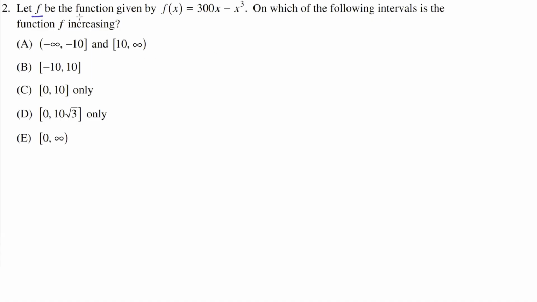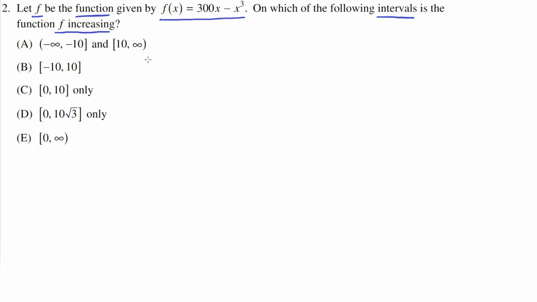Let f be the function given by f of x equals 300x minus x cubed. On which of the following intervals is the function f increasing? So we're given this function f, and what we need to do is find out which intervals the function is increasing.